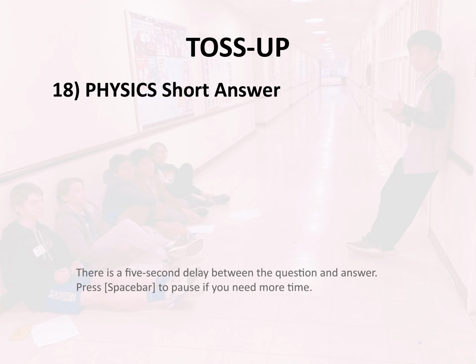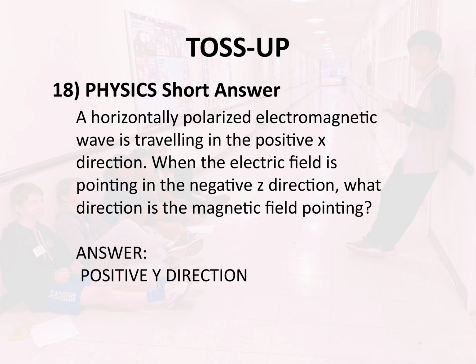Toss-up: 18. Physics. Short answer. A horizontally polarized electromagnetic wave is traveling in the positive x direction. When the electric field is pointing in the negative z direction, what direction is the magnetic field pointing? Answer: positive y direction.